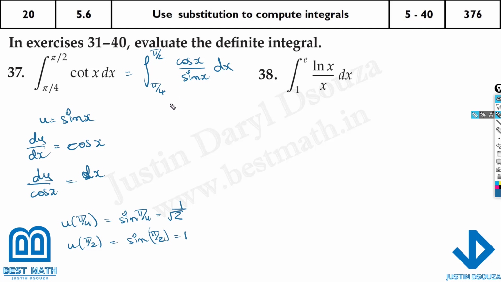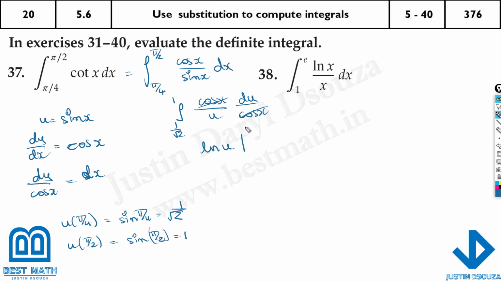What happens here? Now, the limits are changed. For the lower limit, pi by 4, we have 1 by root 2. And what about the upper limit? It's 1 over here, isn't it? And cosine remains for now. Sine is u. This dx will be du by cosine x. The cosine cancels off. Your 1 by u du remaining. I'll directly solve using the integral. It'll be natural logarithm of u.